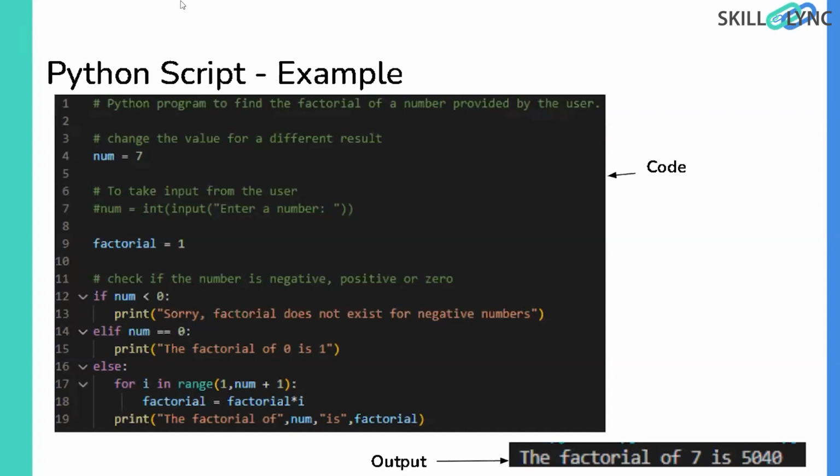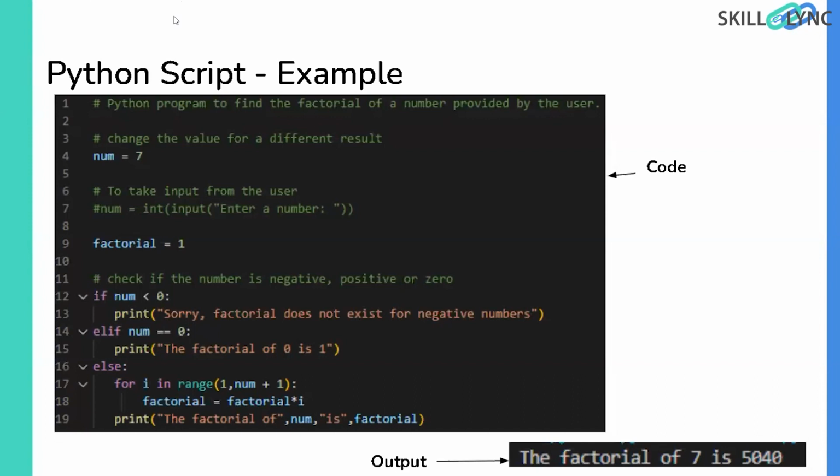You can see that if you have to take input from a user, in line 7 we have commented it out. All right, num is equal to int(input("Enter a number")). So that's two functions in the same line. One is your input function and the other is your int function. People can guess why we are using the int function there, in addition to the input function.